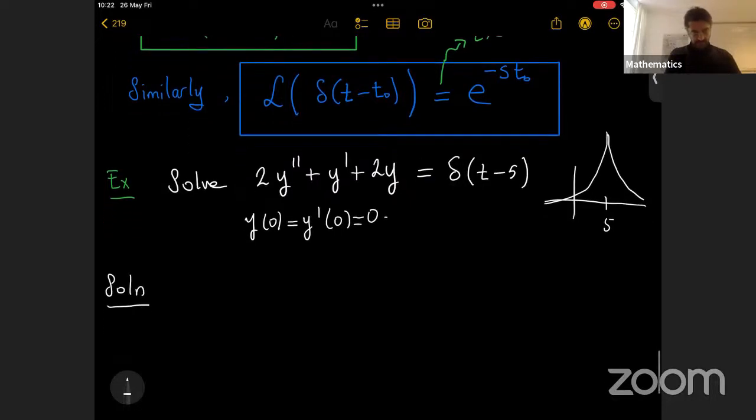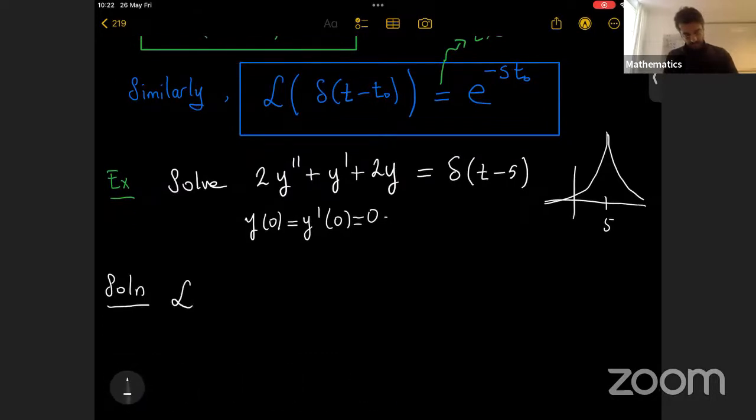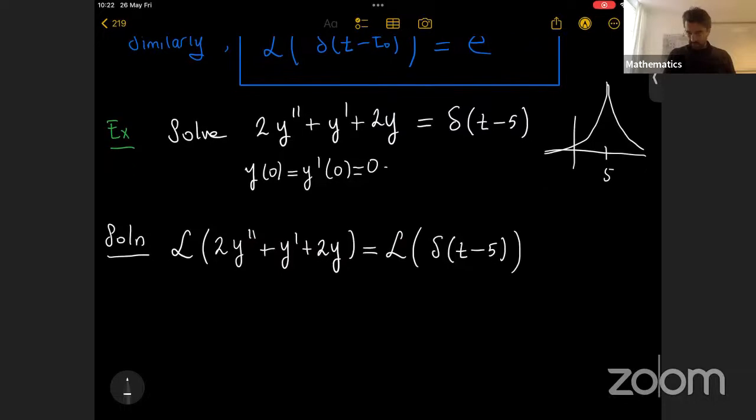Solution. We apply the Laplace transform to both sides. L of 2y double prime plus y prime plus 2y is equal to L of the impulse at t minus 5. Okay. On the left-hand side, we have 2 times s squared times Y(s). I will not write the remainders because y(0) and y prime(0) are 0, so they will vanish. Plus s times Y(s) plus 2 times Y(s).